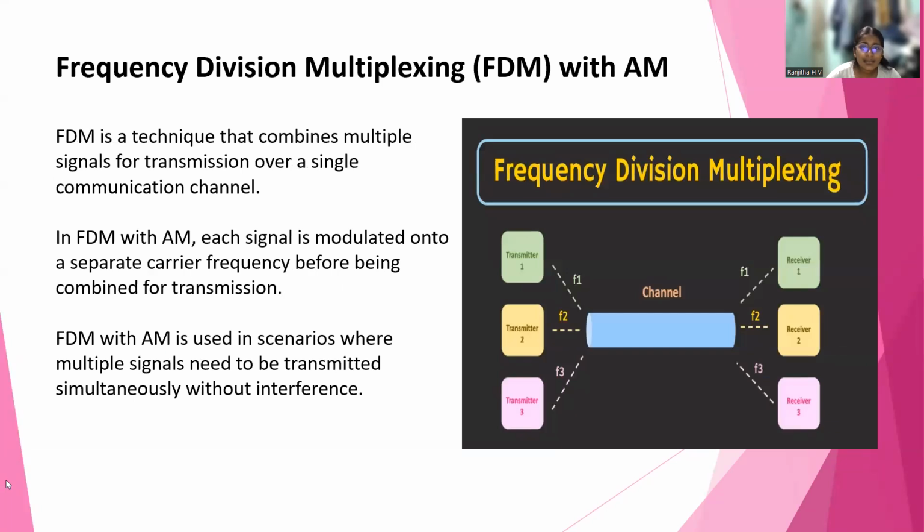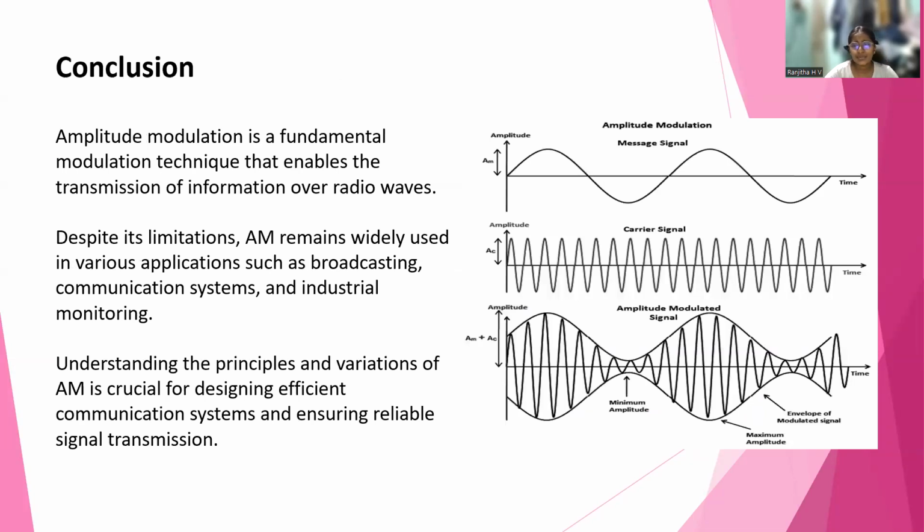Frequency division multiplexing with amplitude modulation. The FDM is a technique that combines multiple signals for transmission over a single communication channel. In the FDM with the AM, each signal is modulated onto a separate carrier frequency before being combined for transmission. The FDM with the AM is used in systems where multiple signals need to be transmitted simultaneously without interference. A conclusion for the amplitude modulation.